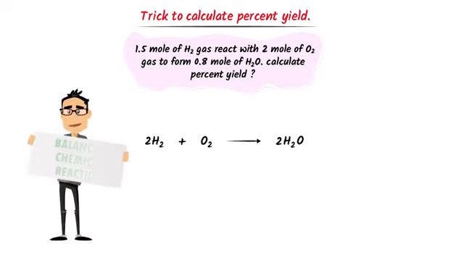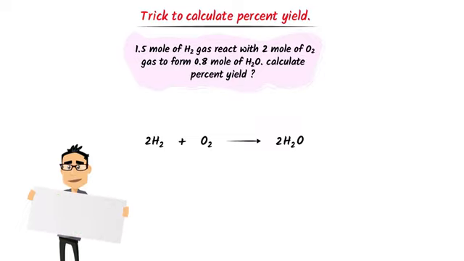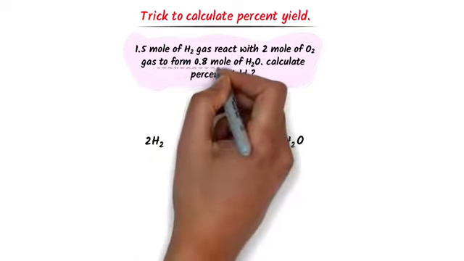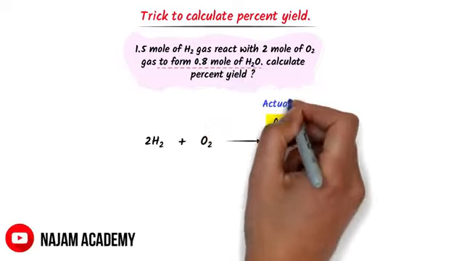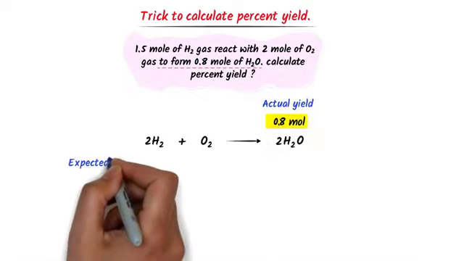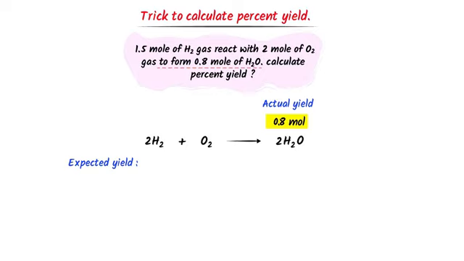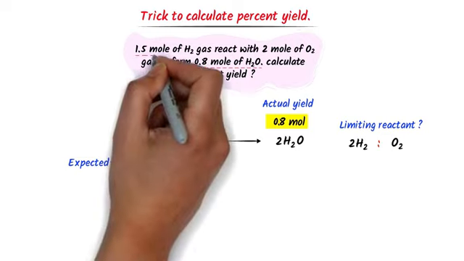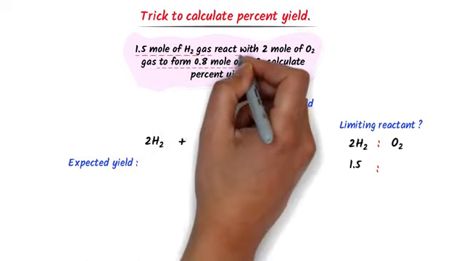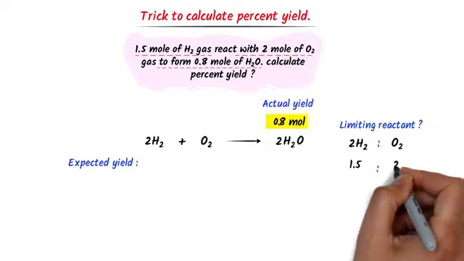If you do not know how to balance chemical reaction, watch our video and its link is given in the description. Secondly, the actual yield is already given, to form 0.8 moles of H2O. So the actual yield is 0.8 moles. Now to calculate expected yield or theoretical yield, I have to find limiting reactant. To do so, I have to find a ratio between reactants, hydrogen gas and oxygen gas. We know that the given mole of hydrogen gas is 1.5 mole and that of oxygen is 2 mole.